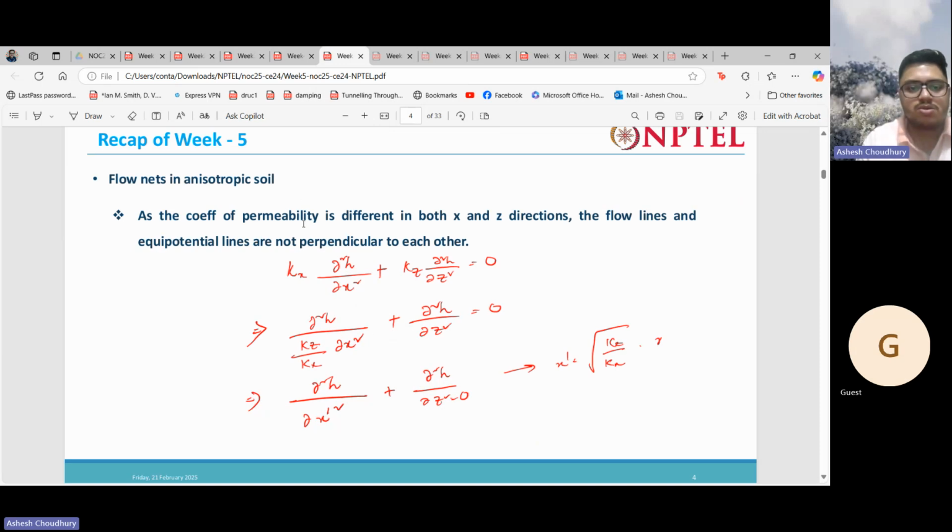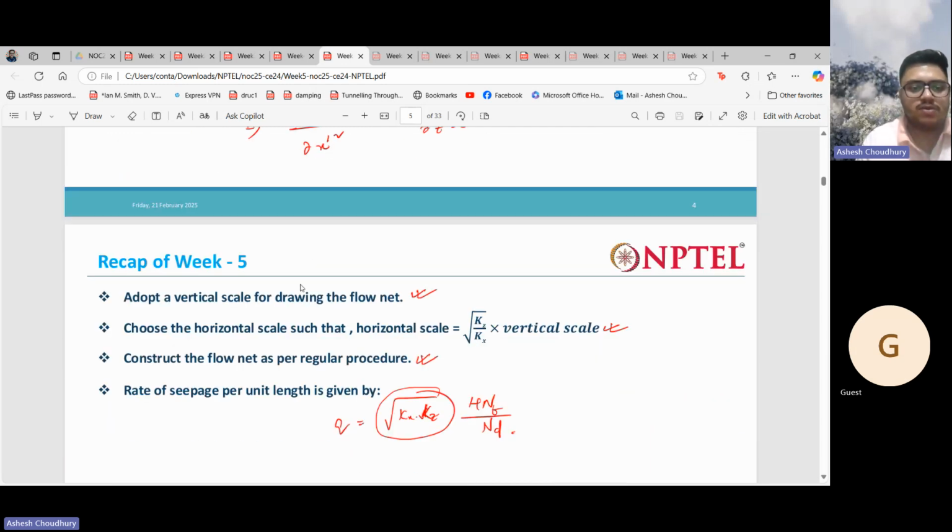Now in anisotropic soil where you have different Kx and Kz, how can we draw the flow lines? That is also shown here. Choose the vertical scale for drawing the flow net, then choose the horizontal scale accordingly, and construct the flow net by the particular procedure. Then you can calculate the rate of seepage by this expression.